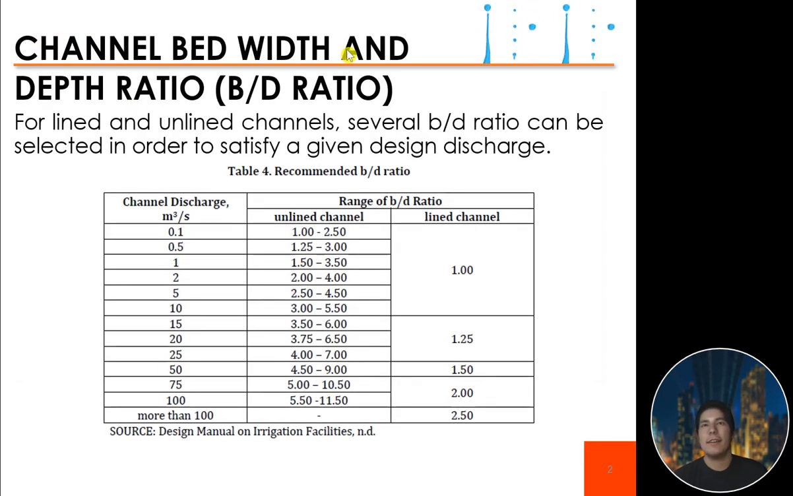We also have the channel bed width and depth ratio, or the B/D ratio, or we simply equate this into M, the M that we use in the formula. So for lined and unlined channels, several B over D ratios can be selected in order to satisfy a given design discharge. We have this channel discharge in cubic meters per second. This is the M that you will use, which is equal to B over D. You have values here for unlined channel and for lined channel. The source of this is the Design Manual on Irrigation Facilities.